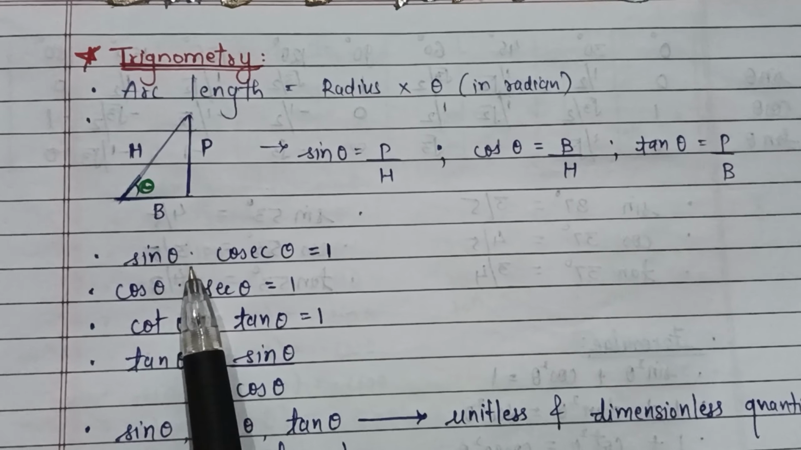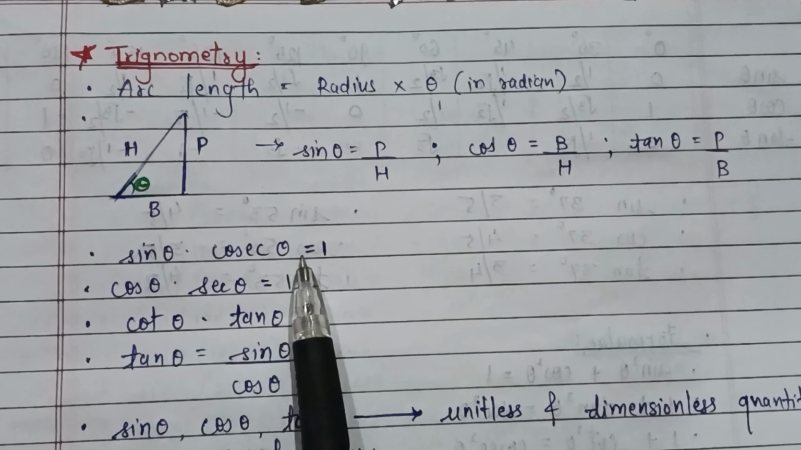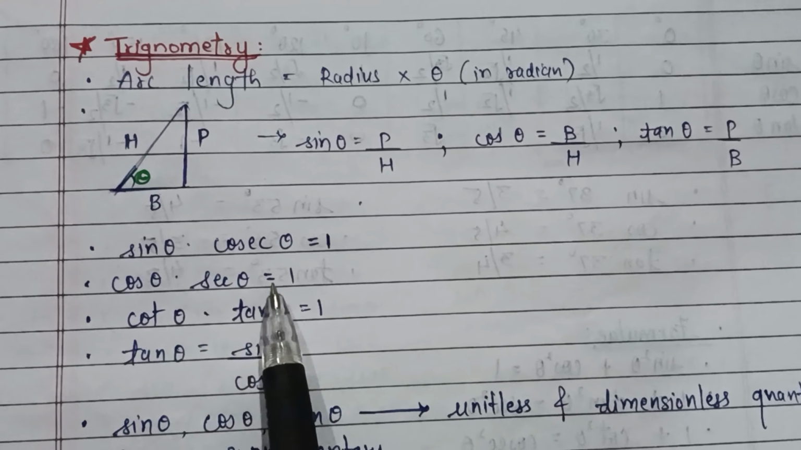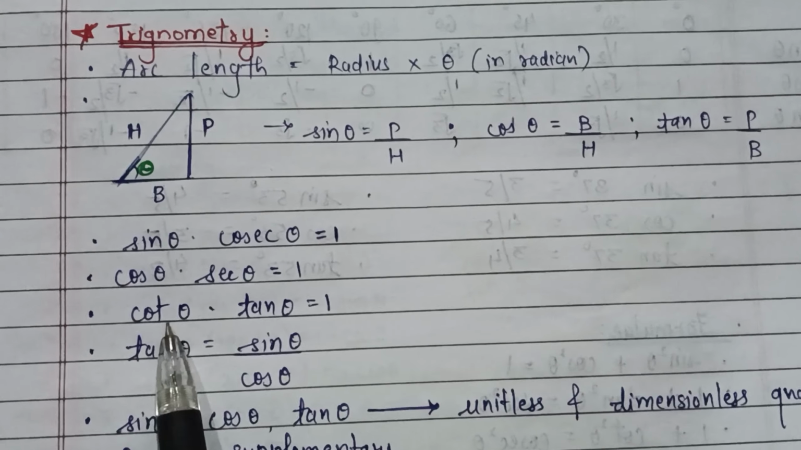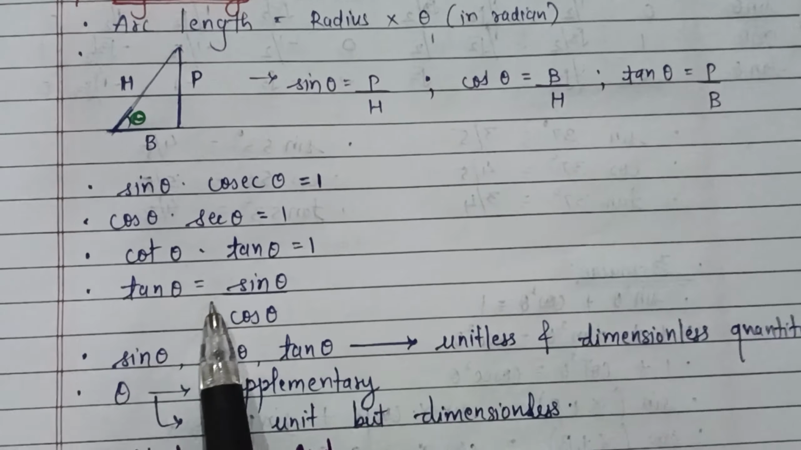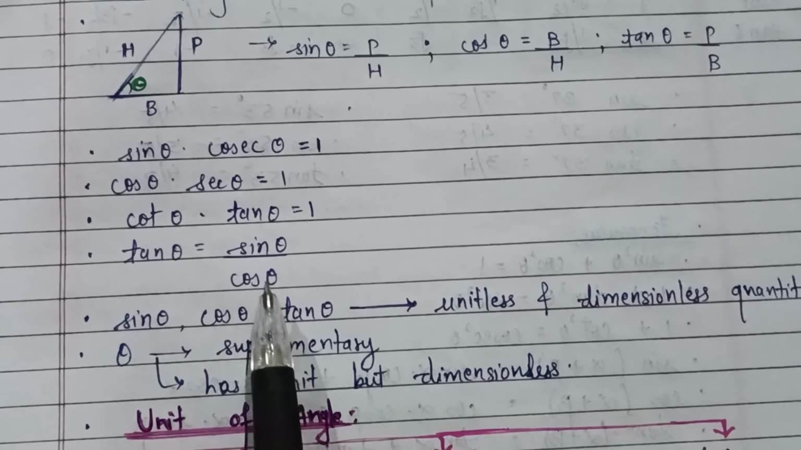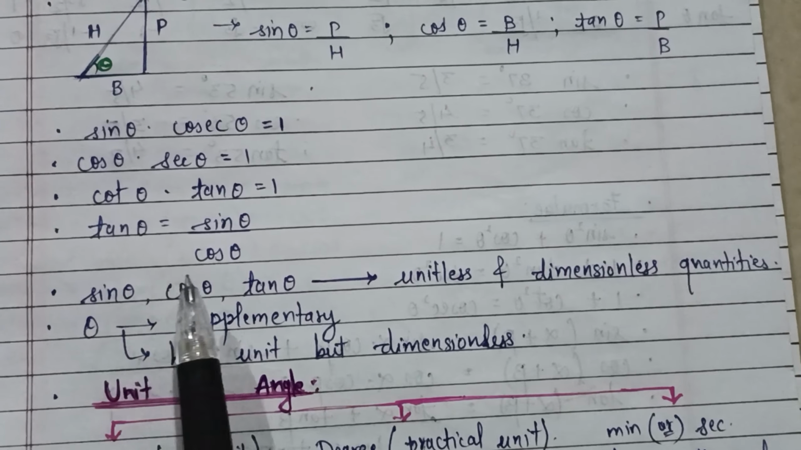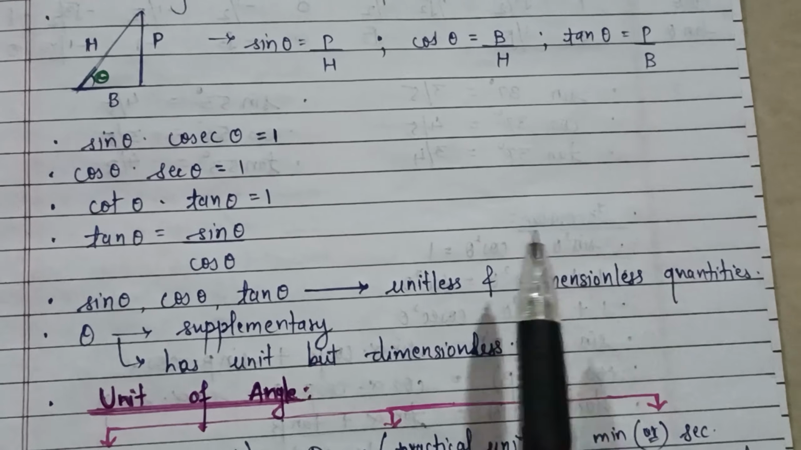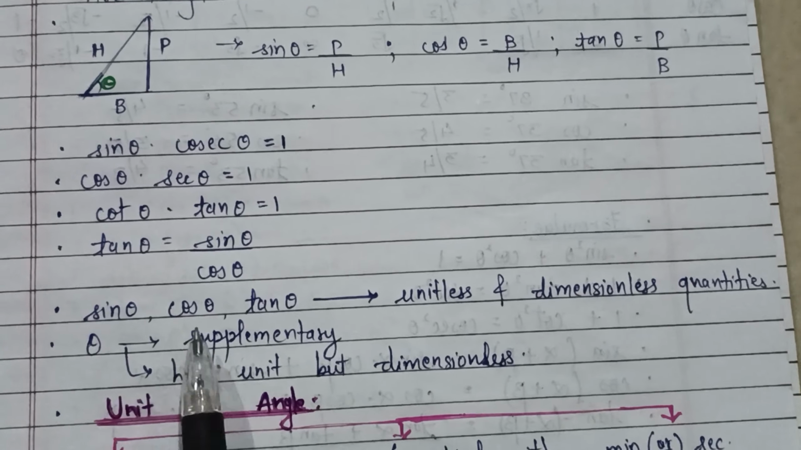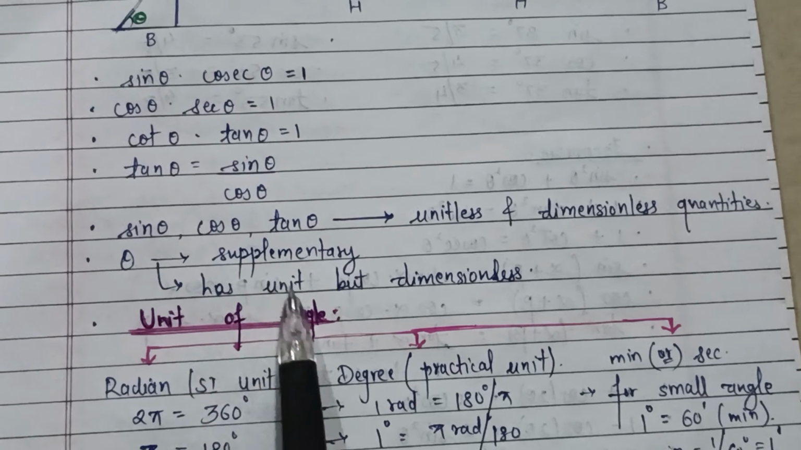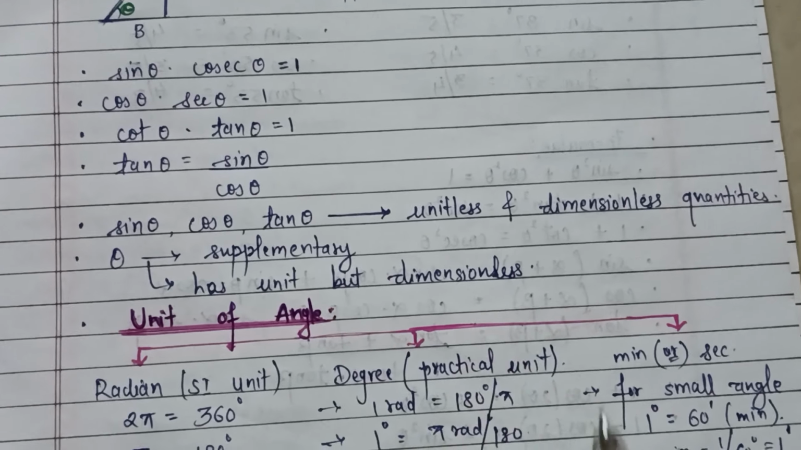Sin theta multiplied by cosec theta is equal to 1. Cos theta into sec theta is equal to 1. Cot theta into tan theta is equal to 1. Tan theta is equal to sin theta upon cos theta. Sin theta, cos theta, and tan theta are unitless and dimensionless quantities. Theta is a supplementary quantity, it has units, but it is dimensionless.